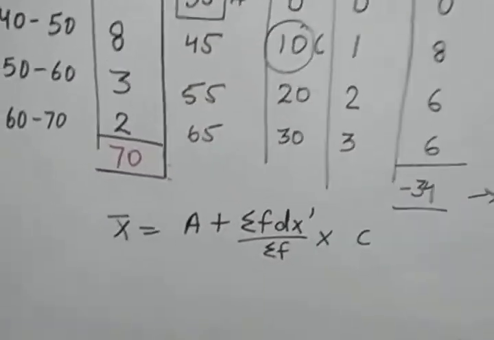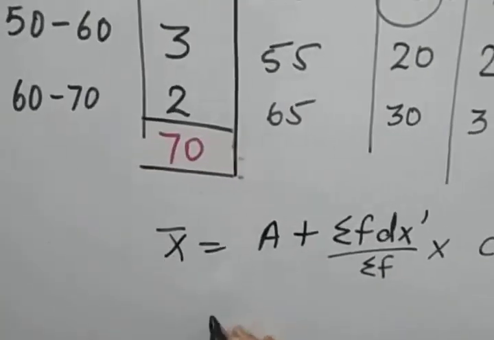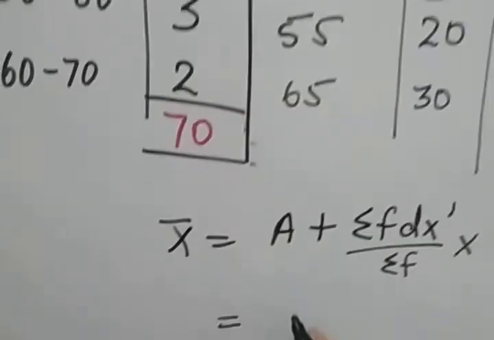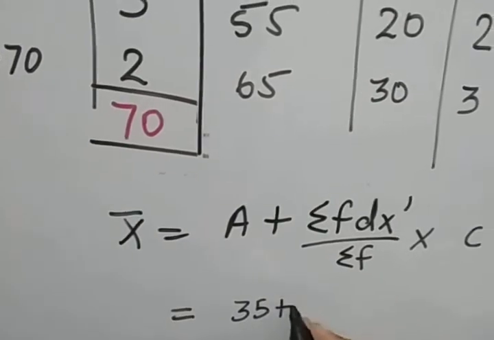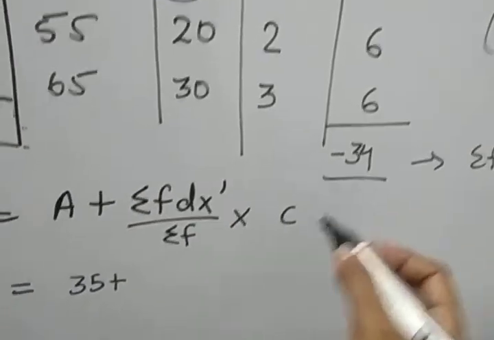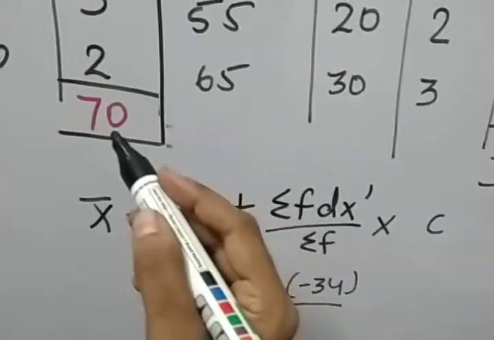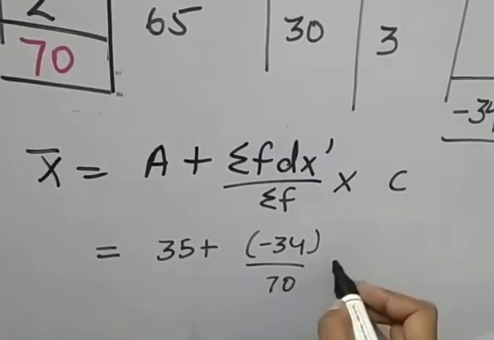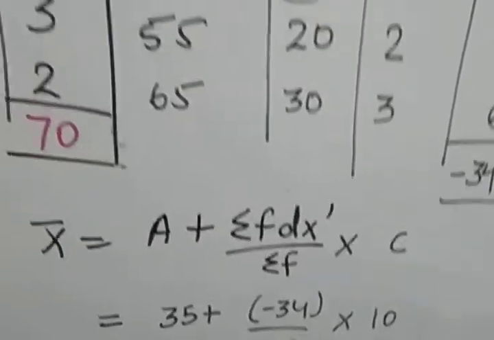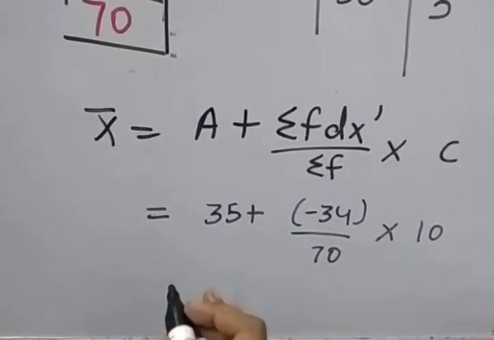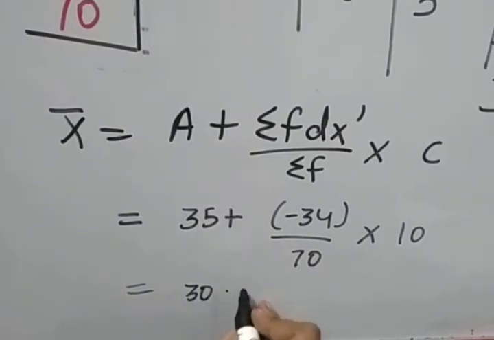Now we have to put the values. A, what we have assumed, 35. Summation f dx dash is minus 34 upon frequency total is 70 and common factor 10. So your answer is 30.14.